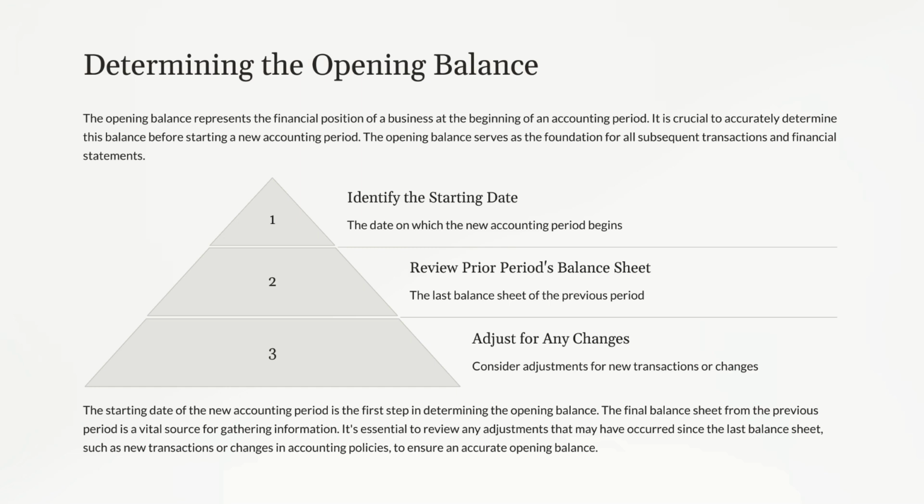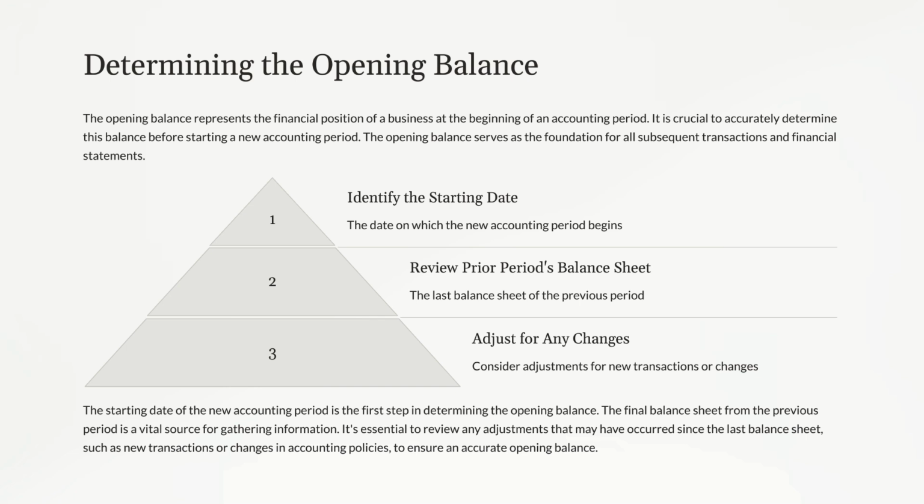Identify the starting date, the date on which the new accounting period begins. Review the prior period's balance sheet, the last balance sheet of the previous period. Adjust for any changes. Consider adjustments for new transactions or changes. The starting date of the new accounting period is the first step in determining the opening balance.